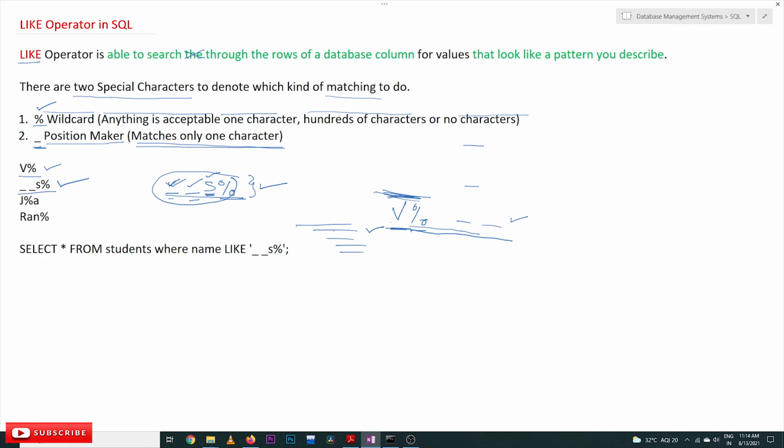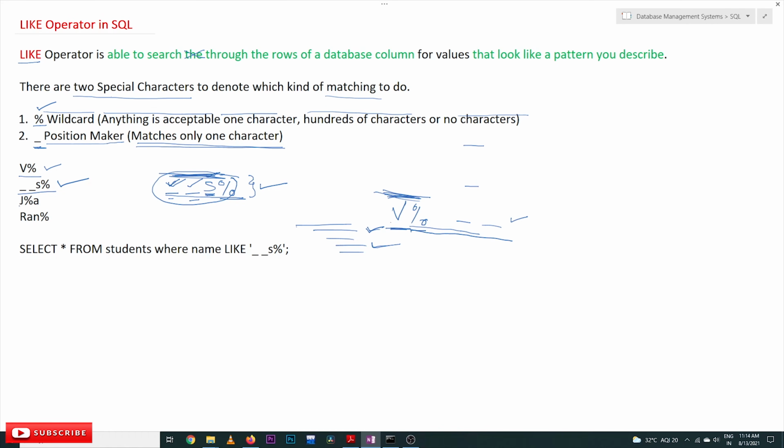For example, if we have such a pattern here, then this row will get accepted. If we have such a pattern in this row, then that row will also get accepted. So in that specific column, if any pattern matches the given pattern-matching characters, all those rows will be fetched.